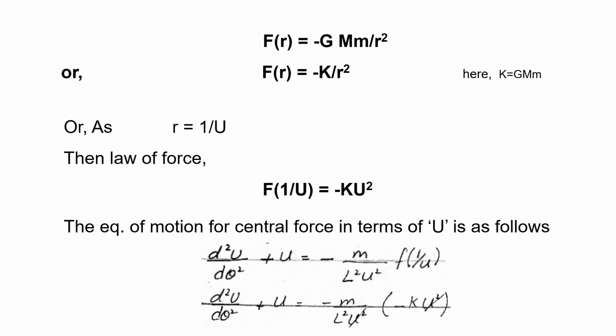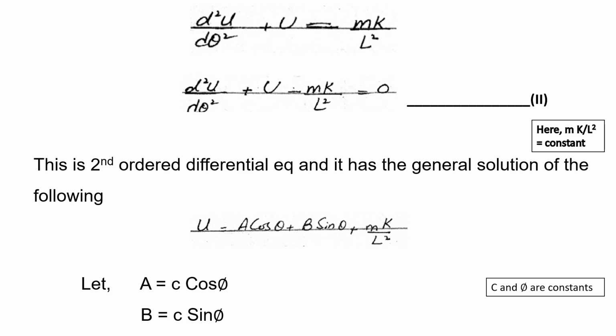The equation of central motion in terms of u is d square u over d theta square plus u equal to minus m over l square u square into f of 1 over u. So d square u over d theta square plus u equals minus m over l square u square times minus k u square, cancelling u square with u square. d square u over d theta square plus u equals mk over l square. That becomes d square u over d theta square plus u minus mk over l square equal to 0, giving equation 2.